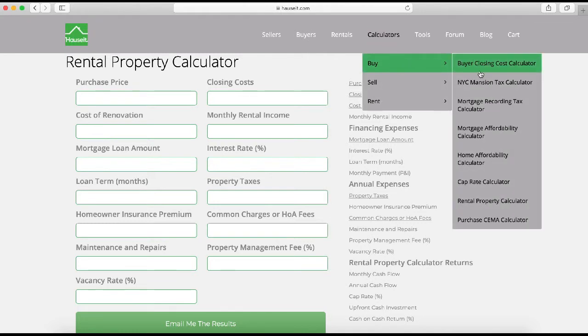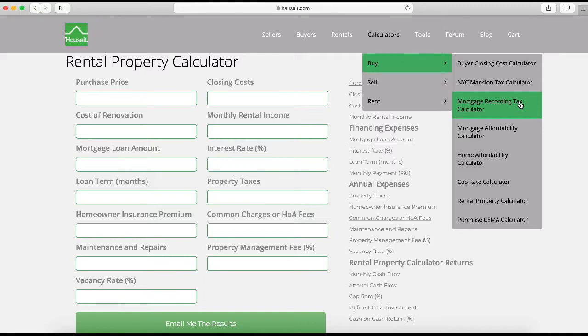As you go down on the right side, you will see Rental Property Calculator. There's also a number of other calculators as well. If you're buying a rental property, you might be interested in your buyer closing costs as well. That's critical as you figure out what your return profile will look like. And it may also be helpful for you to look at the mansion tax calculator if you're buying something above $1 million, as well as the mortgage recording tax calculator if you are financing your purchase.